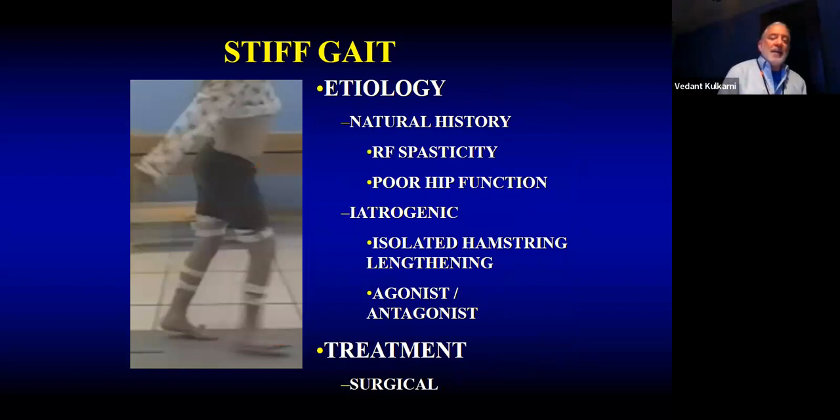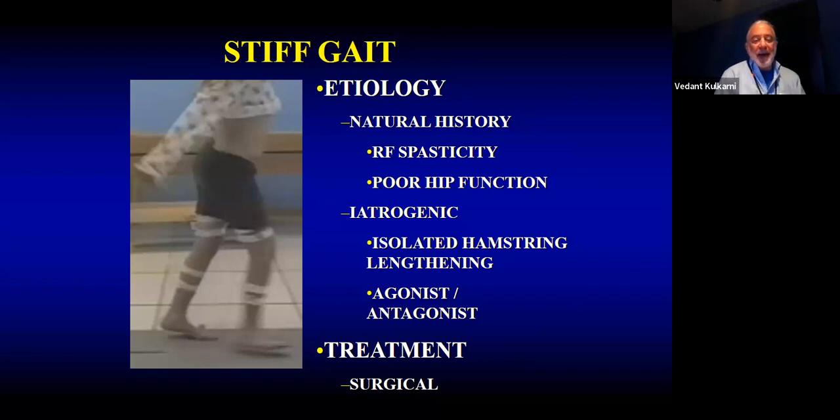Stiff gait may be part of the natural history of gait. It can be related to spasticity of the rectus femoris, in which case we have a surgery for it. Or it may be related to poor hip flexor function in the stance to swing interval. Remember in the normal gait talk, we discussed how what happens at the knee in swing is controlled by the hip. If it's related to poor hip function, there really is not a surgery we have that will improve stiff gait.